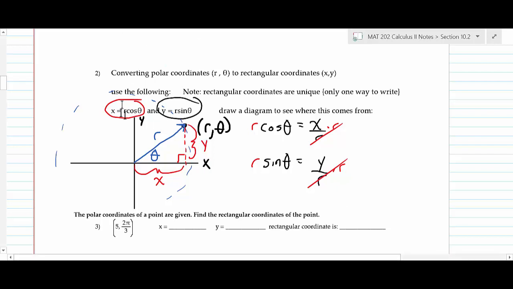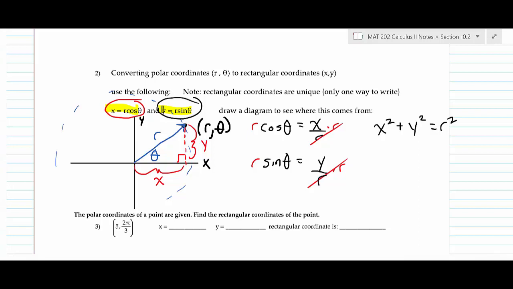Now the way I remember this is not anything new. This is just the definition of cosine and sine solved for x and y, right? That's all that is. The other thing that you know is, in my triangle, what's x squared plus y squared? R squared. That's just what you learned in trig, the Pythagorean theorem. So these are your polar substitutions if you're going from one system to the other.